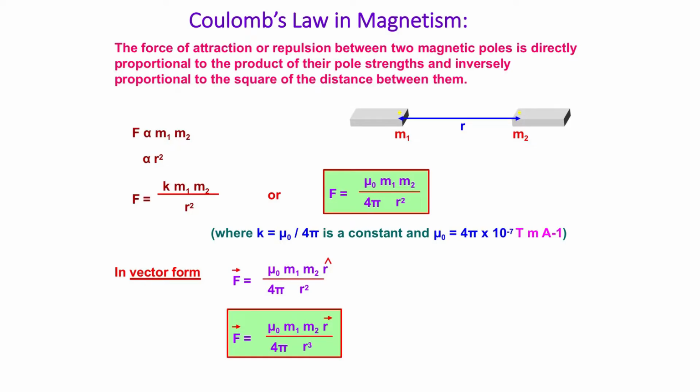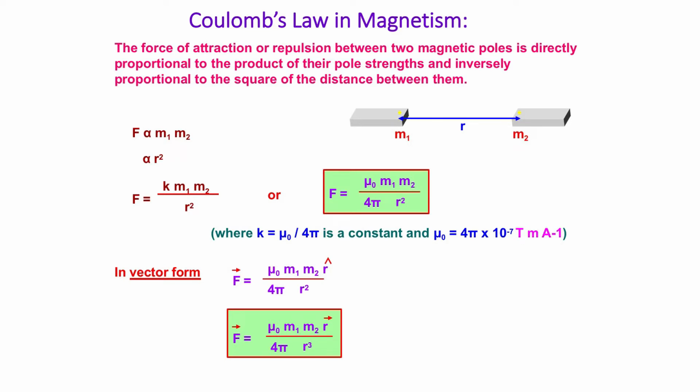You see on the screen the Coulomb's law of magnetism we have written. The force of attraction or repulsion. Why is the question attraction or repulsion? Because as we know, like poles repel and unlike poles attract. So what the nature of the poles is we do not know, but whatever it may be, it must have two poles. So those two poles are either of the same type, then there will be repulsion, or of the opposite type, then there will be attraction.